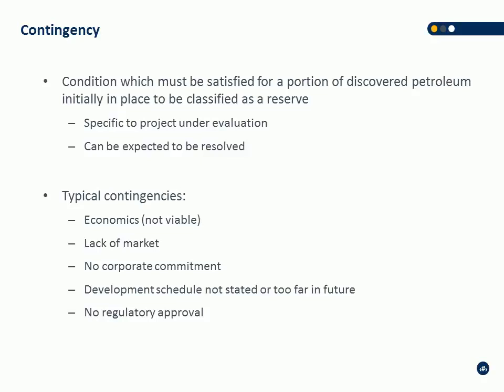Regulatory approval is another one. If there's reasonable certainty that the government will approve the project eventually, it can be a contingent resource. If there's no precedent for the government to give regulatory approval, again, it can't be a contingent resource, it would have to fall into unrecoverable or prospective.